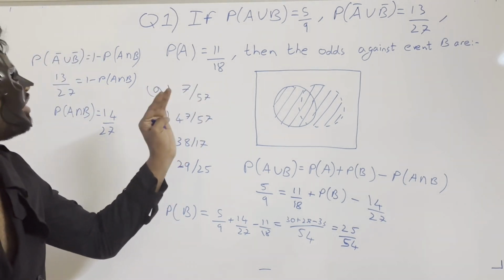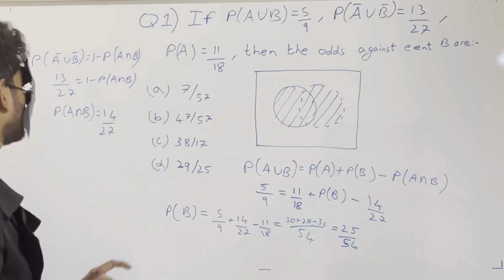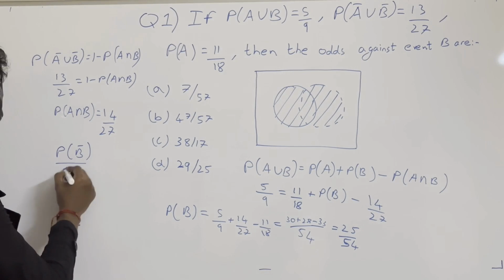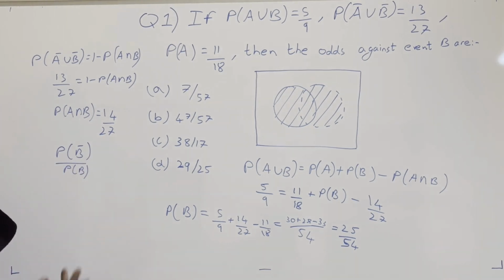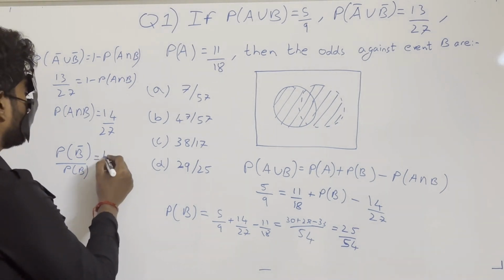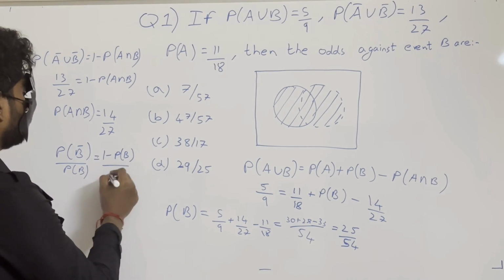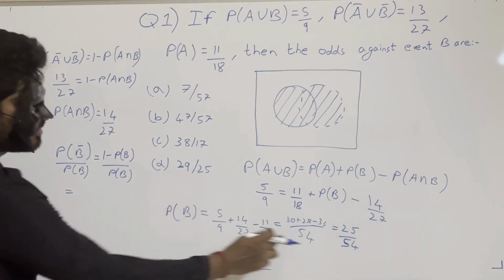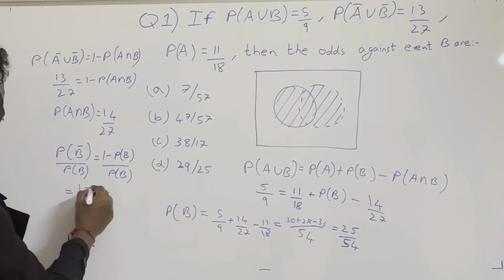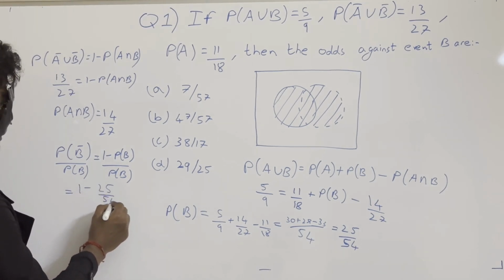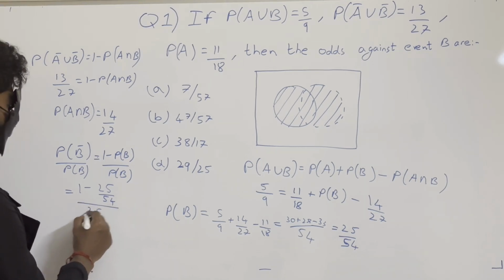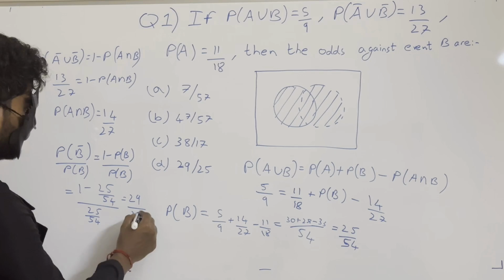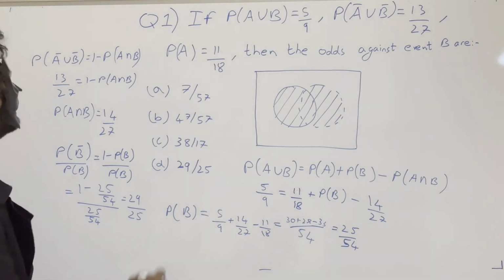Now what has he asked in the question? The odds against event B are. Odds against event B means we have to find the value of P of B naught by P of B. P of B naught is nothing but 1 minus P of B, right? So 1 minus probability of B, by P of B. What is P of B? We already found out that P of B is 25 by 54. So (1 minus 25 by 54) by 25 by 54. This will be nothing but 29 by 25. So here option D is right.